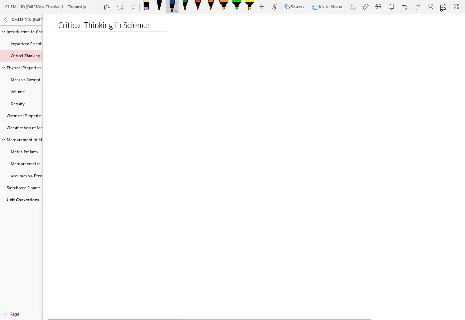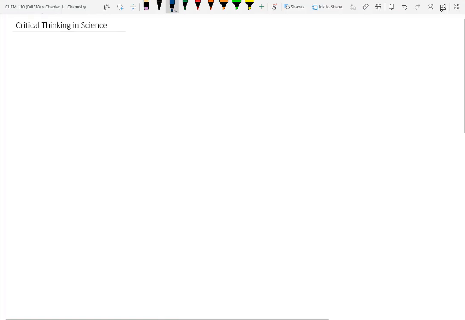And this is critical thinking in science. The textbook has a nice acronym that they use called FLAIRS. So it's capital F, capital L, lowercase a, capital R, capital E, capital S. The first one is F, that's falsifiability.